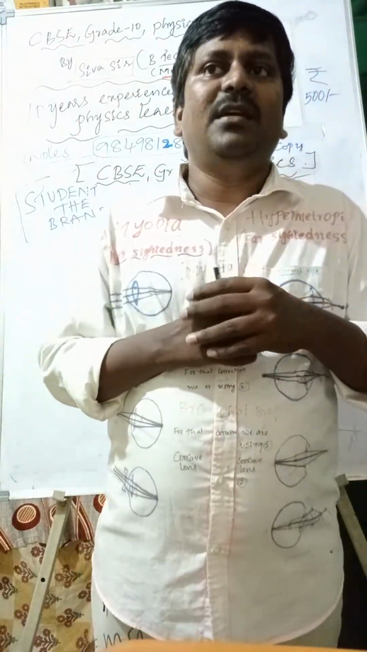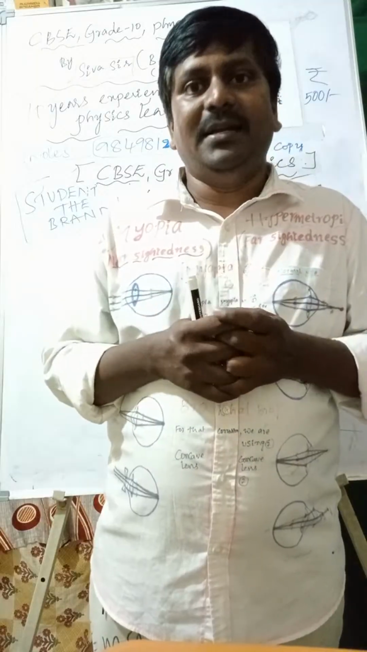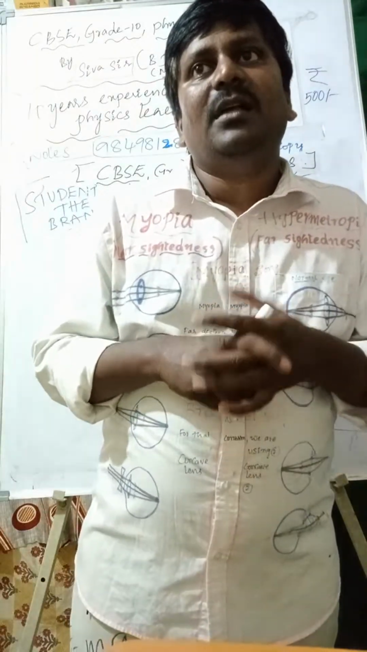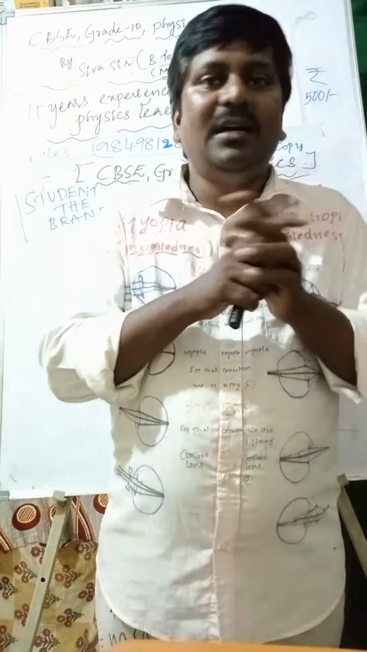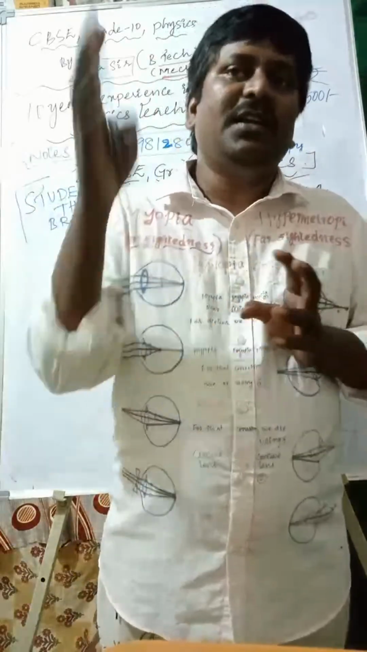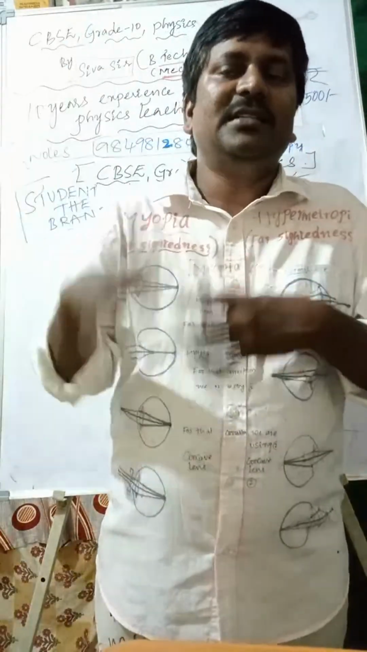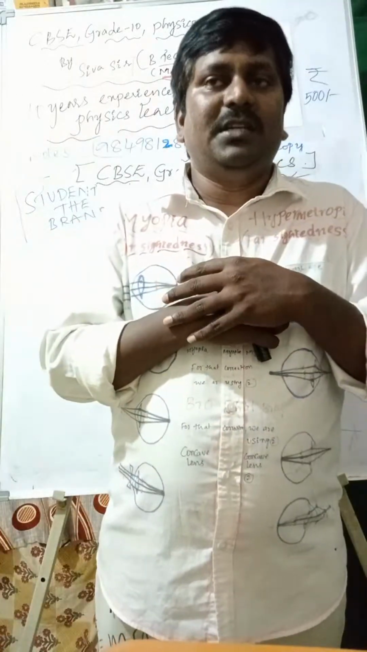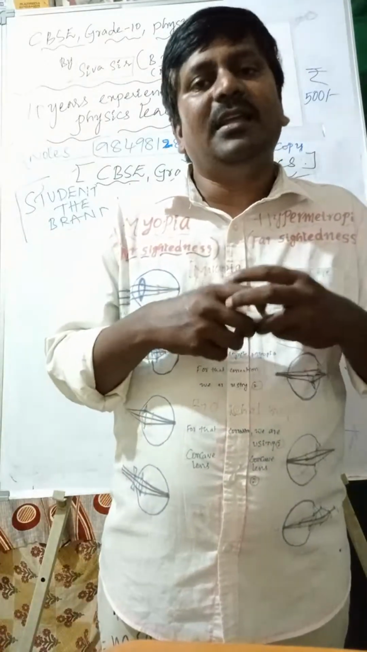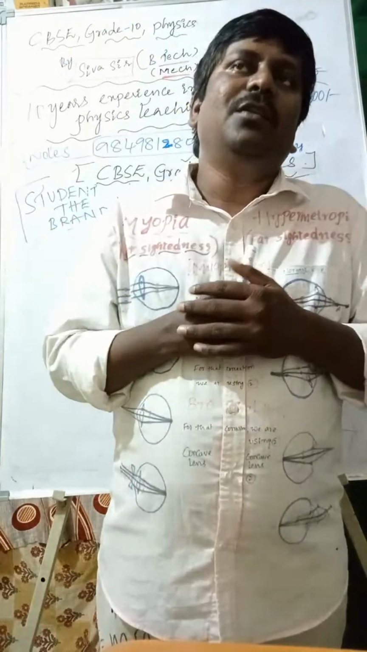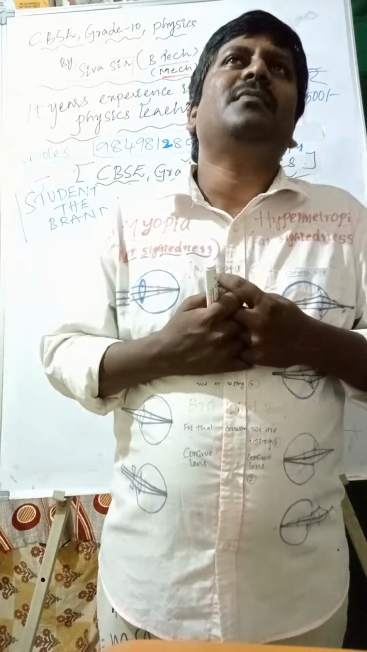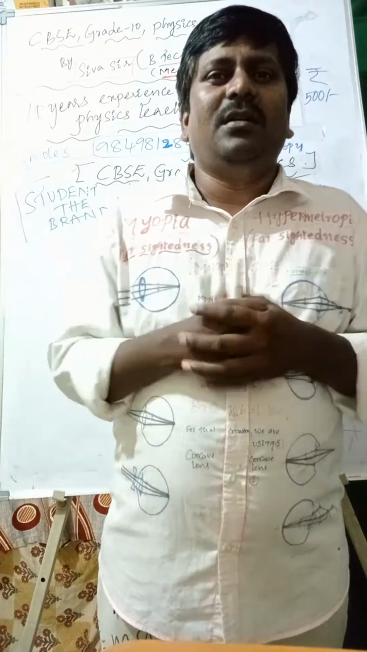And the next one, we can go for astigmatism. There is a defect called astigmatism. The person can't see the horizontal lines and vertical lines. For the correction of that, we will use a suitable cylindrical lens. And the next one, we'll go to another topic. This is about the eye part.